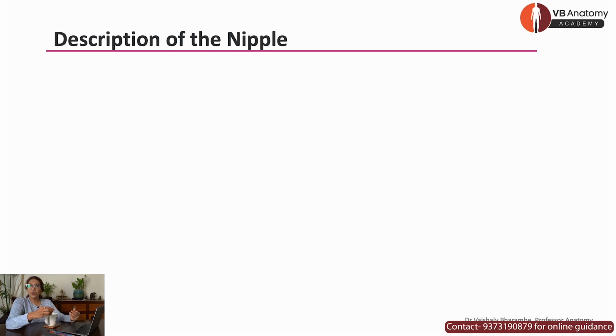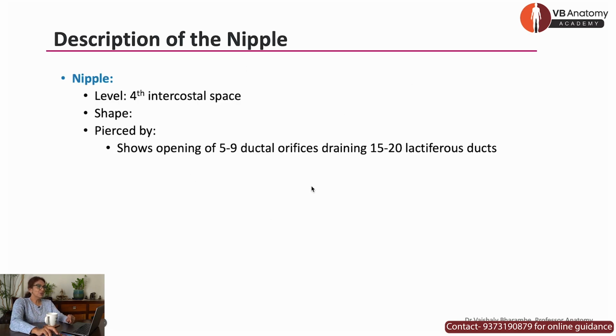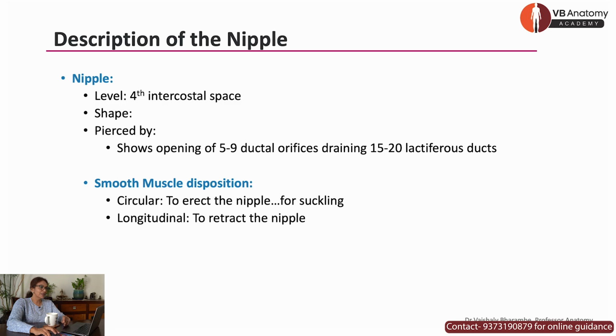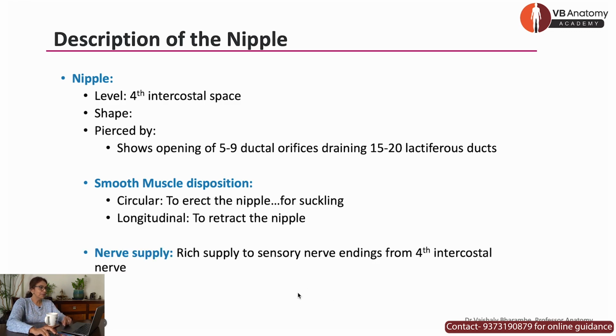So we've been talking about breast. Is the nipple areola not to be discussed? It is very much important to be discussed. So nipple is normally at variable levels. I won't talk about all this. But remember, it's pierced by 5 to 9 ductal orifices, which are usually formed by union of 15 to 20 lactiferous ducts. There's a smooth muscle disposition. Again, I'm sure you know why. And it has a nerve supply coming from the 4th intercostal nerve. Why am I mentioning this?